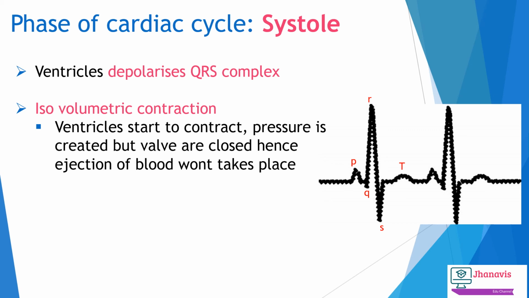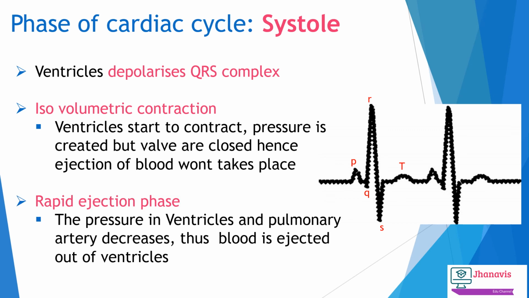In the rapid ejection phase, the word itself says it. What is this rapid ejection phase? This is nothing but the one which I have explained earlier. What is happening here? The pressure gradient is created between the ventricles and the artery, the pulmonary artery and the ventricle. So what does ejection mean? Something is going out. How will it go out? With the help of this pressure gradient.